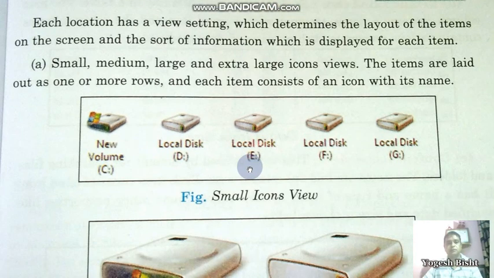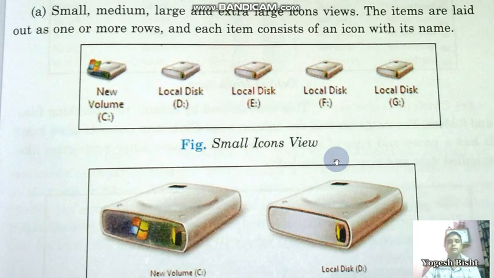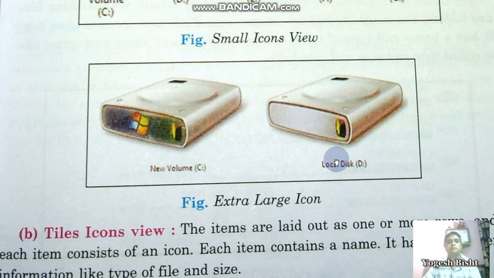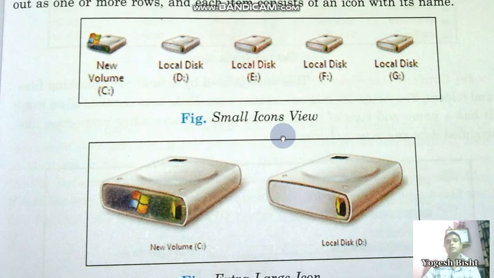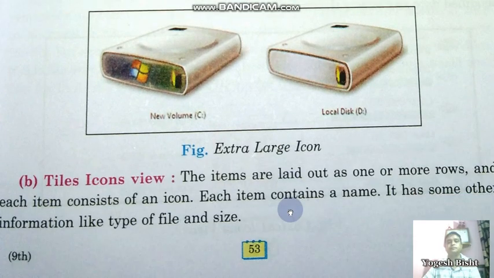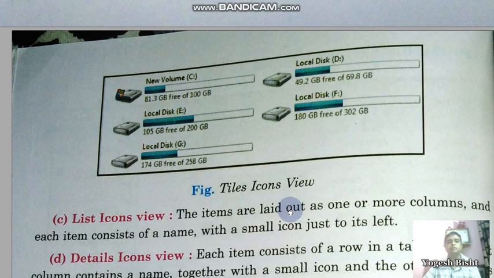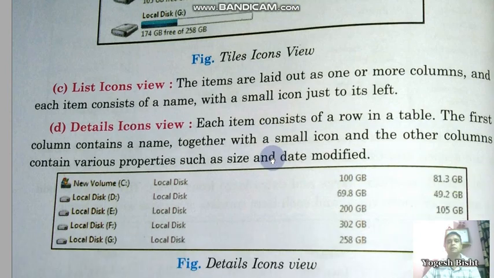This is My Computer. Within My Computer, you can see the partitions of your hard disk, how many partitions have been made. It may be 3, 4, or 5 partitions, depending on the size of the hard disk. So this is your small view, and this is extra large. When you click on extra large icon view, you can see the difference between small icon view and extra large icon view. And this is your tile icon view. When we click on tile icon view, this is how we see the icons in our Explorer.